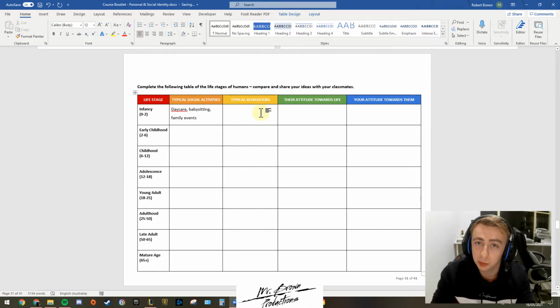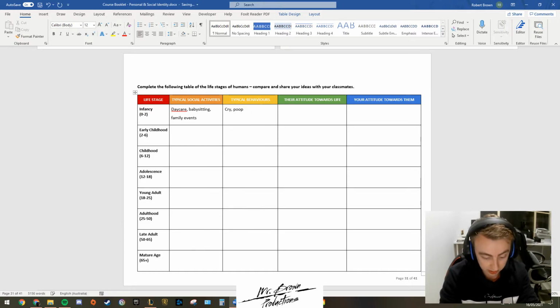When we're looking at typical behaviours of infancy, these are the three main things that they do. They cry, they poop, and they breastfeed. That's pretty much, and there's a fourth one, sleep. That's pretty much the typical behaviours of a 0 to 2 year old.